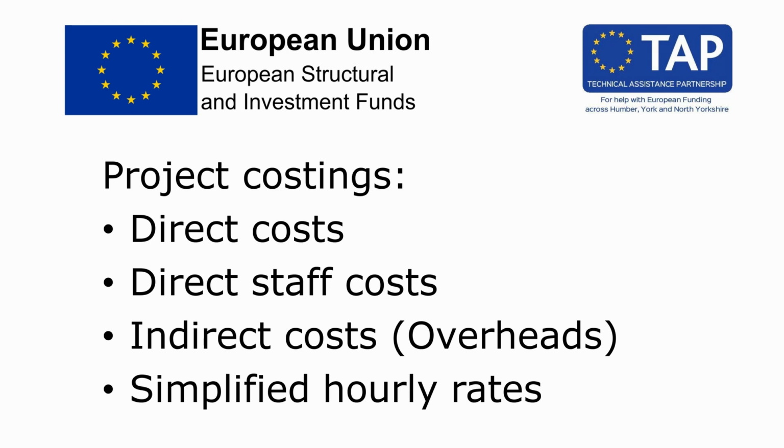Finally, for staff whose time needs to be recorded on timesheets, you need to use a simplified hourly rate calculated on the latest documented employment costs, divided by 1,720 hours. This is an EU requirement and cannot be amended. More information on simplified costs and hourly rates is discussed in the relevant ERDF ESF guidance document. TAP will be producing a separate video on simplified cost options, which will go into this issue in more detail.